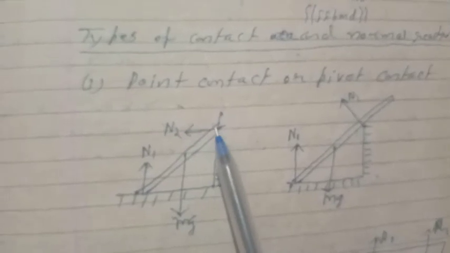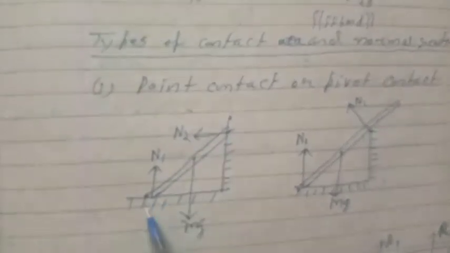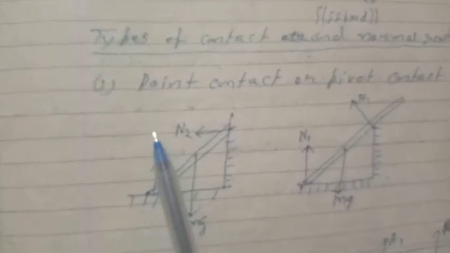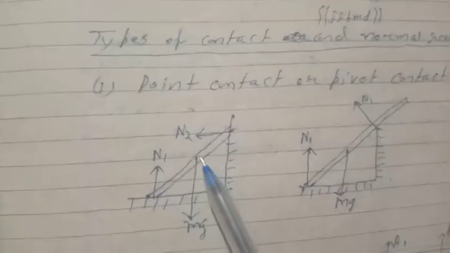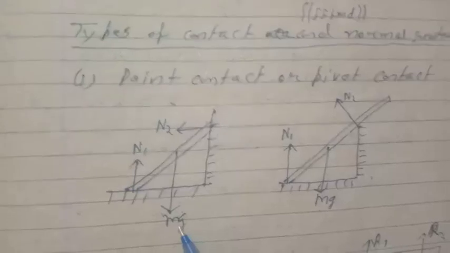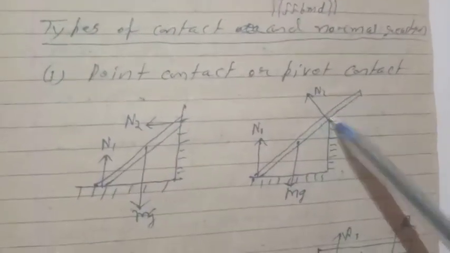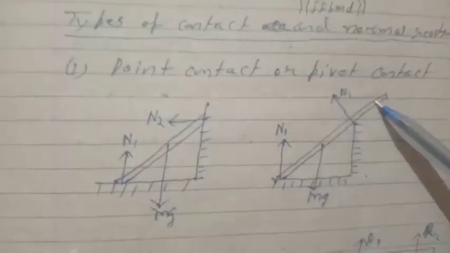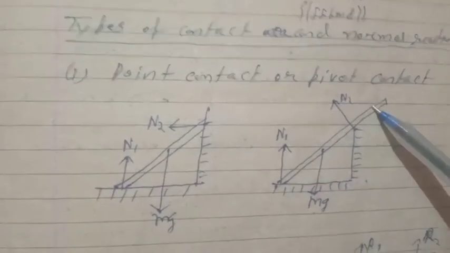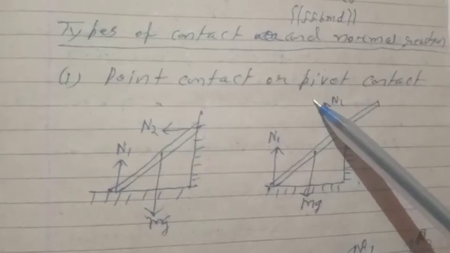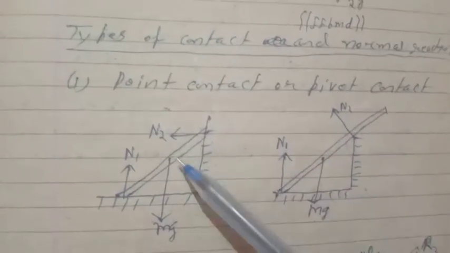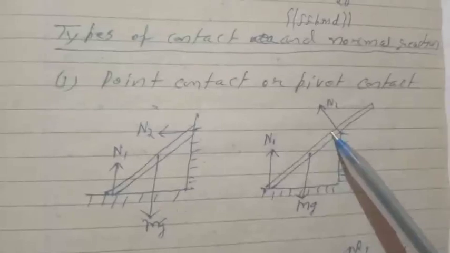on this point the normal reaction will be in this direction, on this point the normal reaction will be in this direction, and the weight of the rod will act vertically downward. But if the same rod is placed like this, then the normal reaction will be acting in this direction. This is the difference between this situation and this situation.